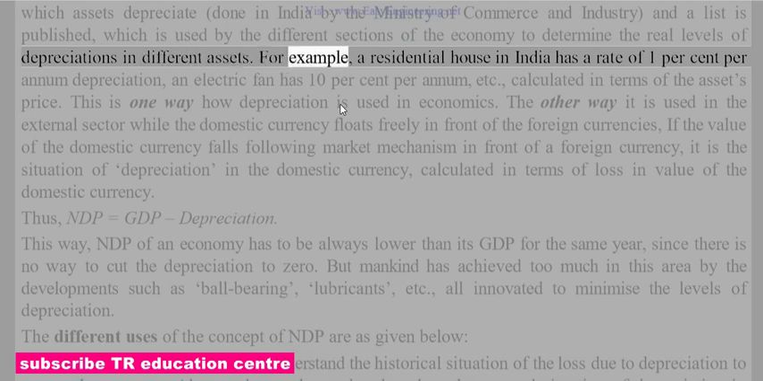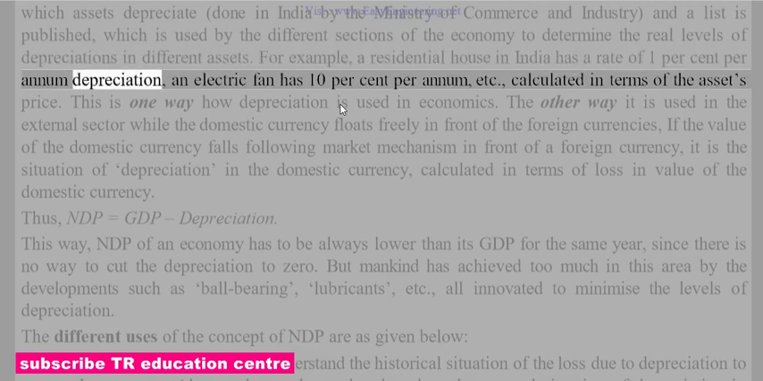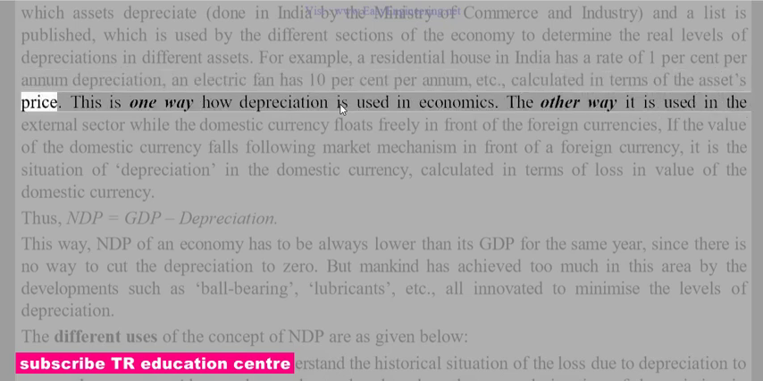For example, a residential house in India has a rate of 1% per annum depreciation, an electric fan has 10% per annum, etc., calculated in terms of the asset's price. This is one way how depreciation is used in economics.